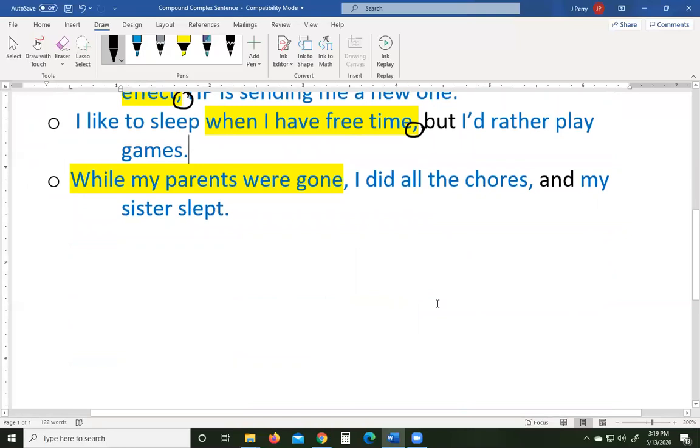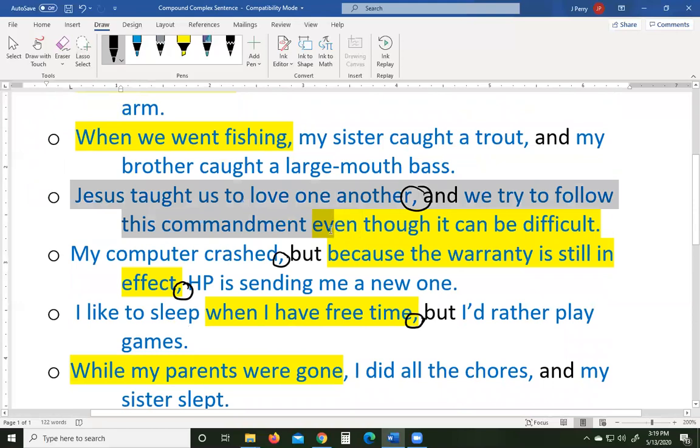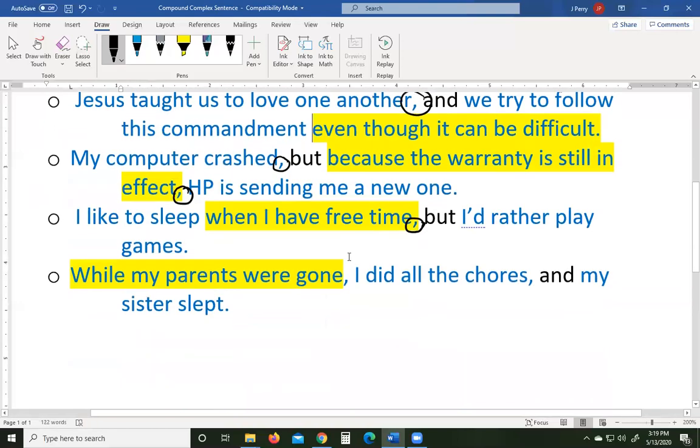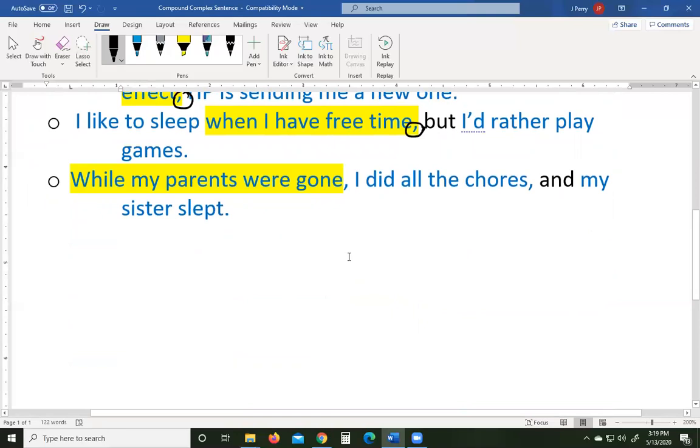Okay, the last pattern is the opposite of the first one, where we had two independent clauses and then a dependent clause. We're going to start with our dependent clause. While my parents were gone, I did all my chores, and my sister slept. So we've got one comma at the end of this dependent clause and then another comma between our coordinating conjunction, our FANBOYS, and the second sentence. Now I know what you guys are going to say. Your sister's a jerk. Maybe you'll say that. I don't know. You might be thinking it. Well, she's not. For the sake of this demonstration, I kept this sentence.